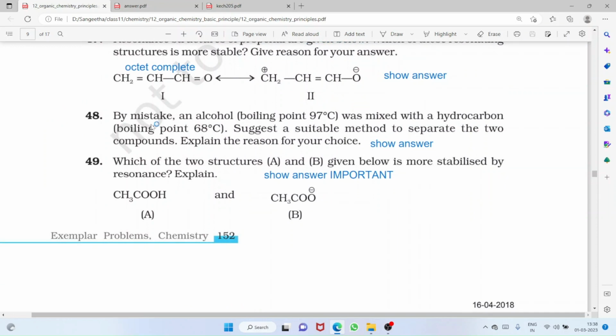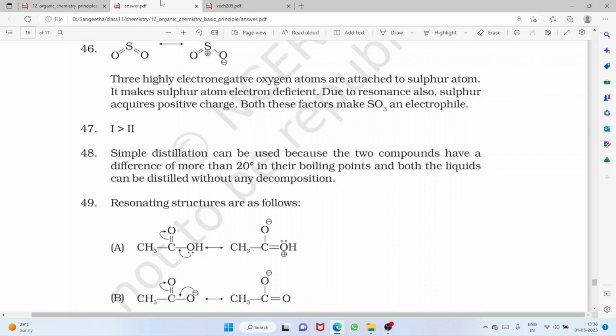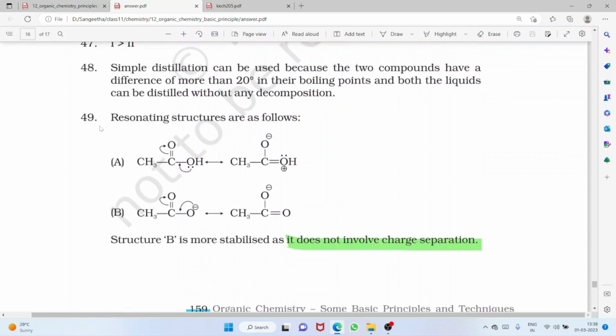By mistake, the alcohol with this boiling point was mixed with another compound with this boiling point. Suggest a suitable method to separate these two compounds. Explain the reason for your choice. Simple distillation can be used because the two components' boiling points differ by more than 20 degrees. Okay, this is the reason. More than 20 degrees, so you can use simple distillation.